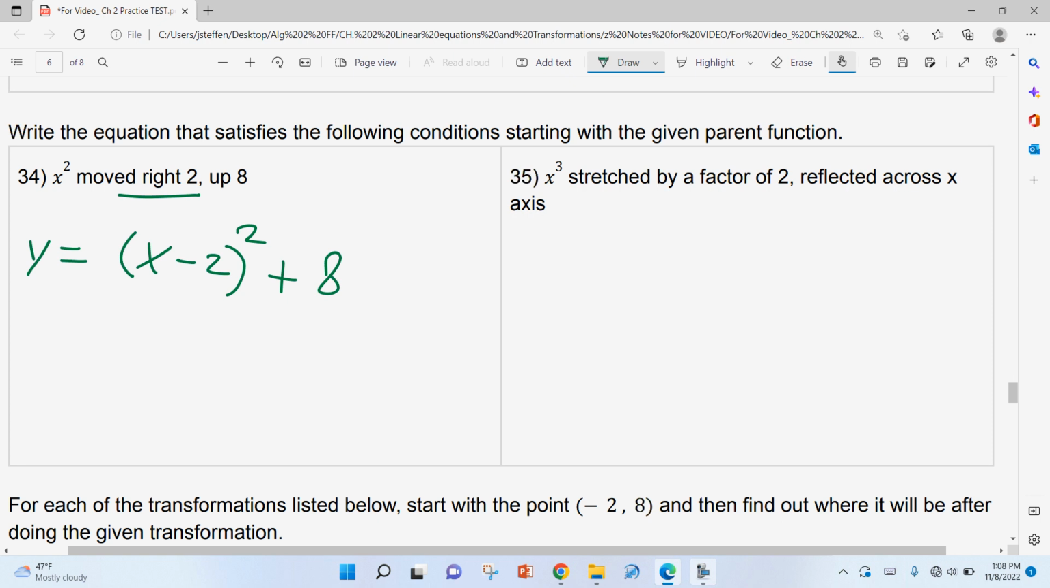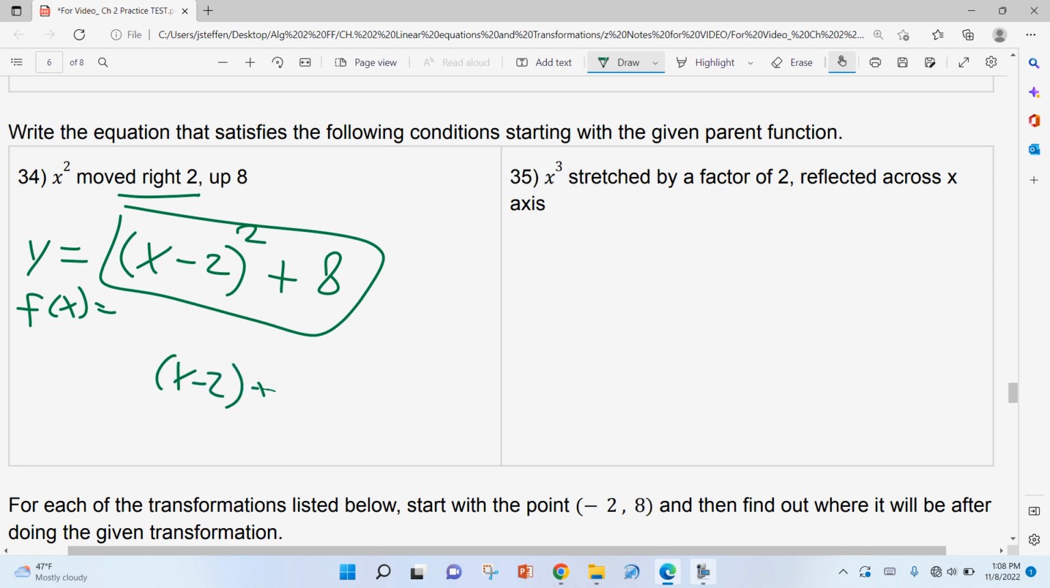Technically, if you have that, I'll give you credit. I would like you to have a y or an f of x is equal to, but even if you just have this, that's fine. But again, make sure you don't forget that squared there. A lot of people forget that exponent. So this one, x to the third, stretched by a factor of 2. So then we have x to the third, and then it's reflected across the x-axis. That means that is a negative.